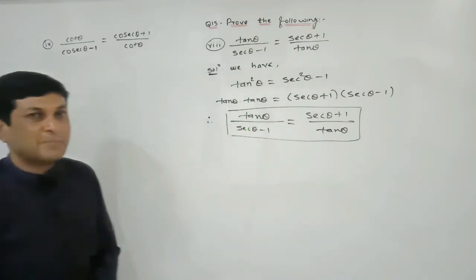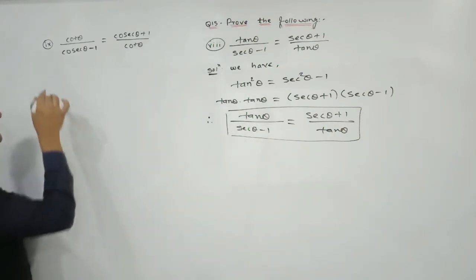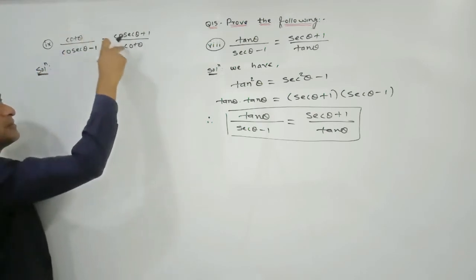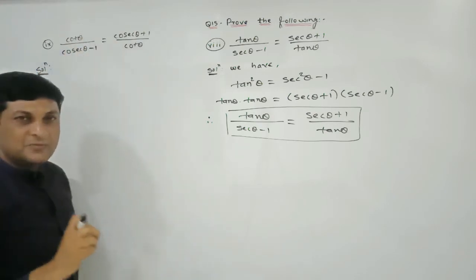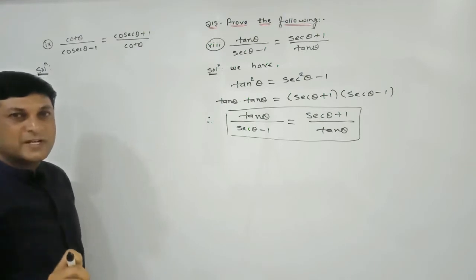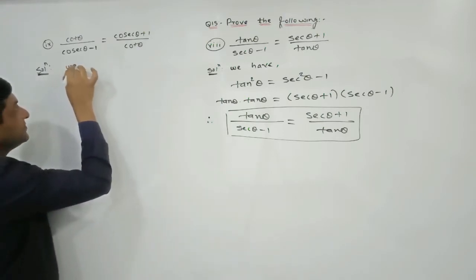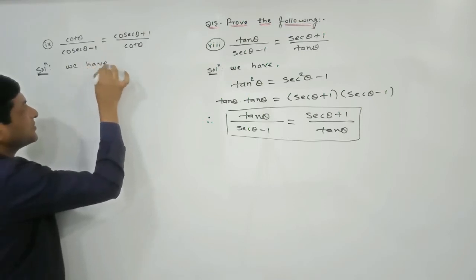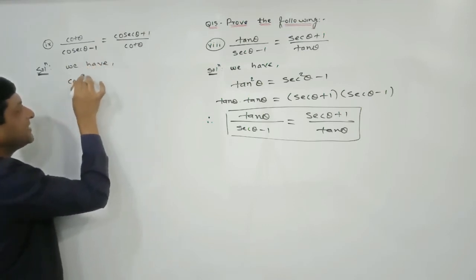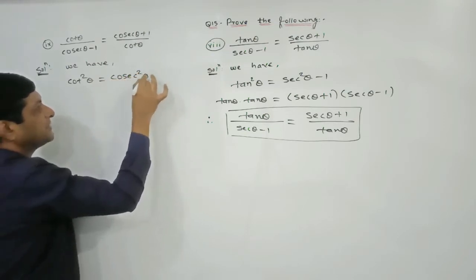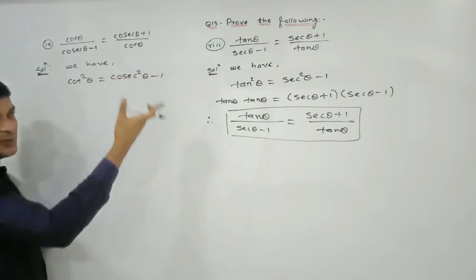Same method we are applying in example number 9 also. If you observe the terms here very carefully, the terms are in the form of cot and what? Cosec. And we have one identity that cot square theta can be written as what? Cosec square theta minus 1. So using this identity, let us try to solve the example. Which identity are we applying? Cot square theta is equal to cosec square theta minus 1. Just use the same method.